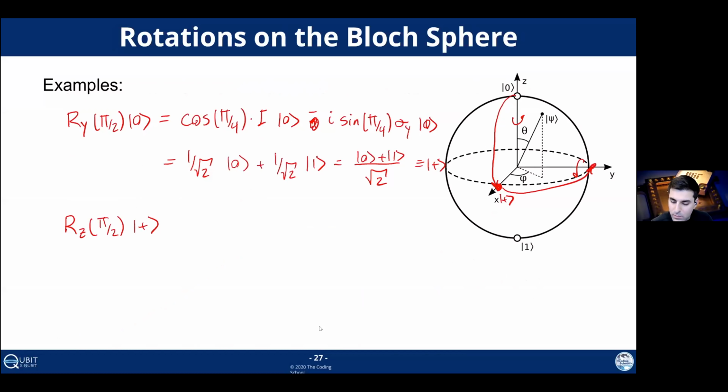So I'll end up here. So I'm running on the surface of the sphere, of course. And if we remember from what we had on the previous slide, this was 0 minus I1 divided by square root of 2. So that's what I expect to get if I work out the math here by myself. So let's do that maybe.